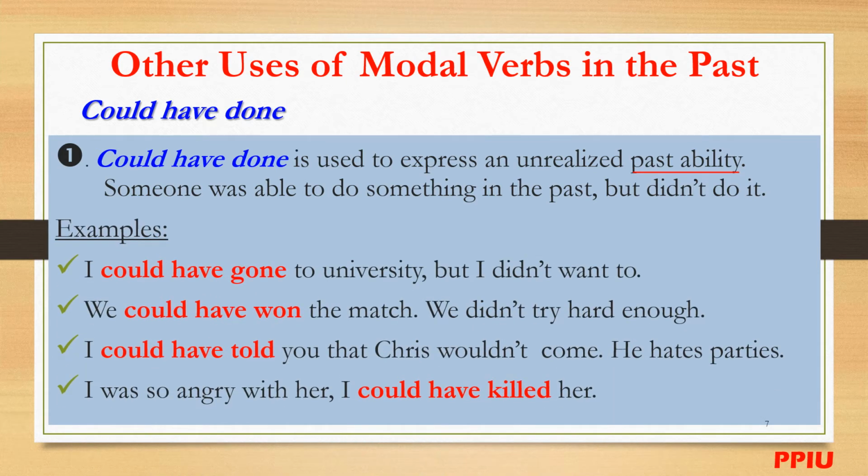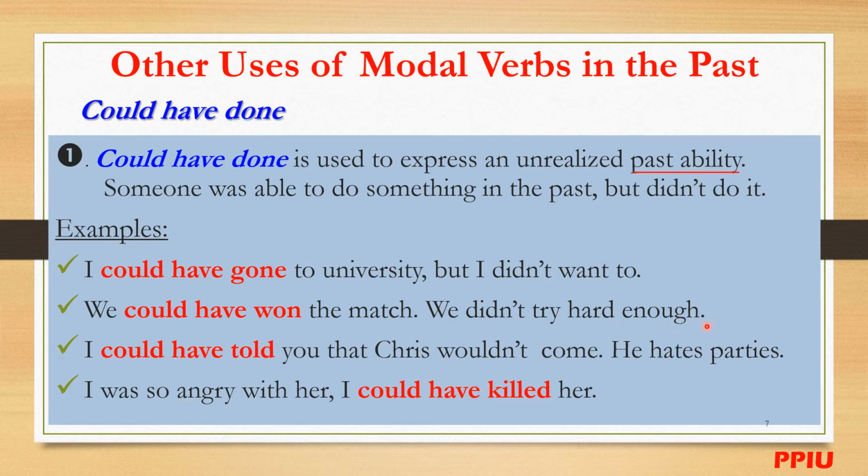For example, "I could have gone to university, but I didn't want to." Actually, I can afford the university. I can pass the exam to enter a university, but I did not want to. So as a result, I did not go and study at university until right now. The second one, "We could have won the match. We didn't try hard enough." If the team had tried to work hard together, they could have won the match. But as a result, they did not, because they did not try hard enough.